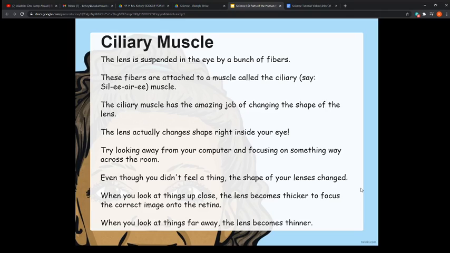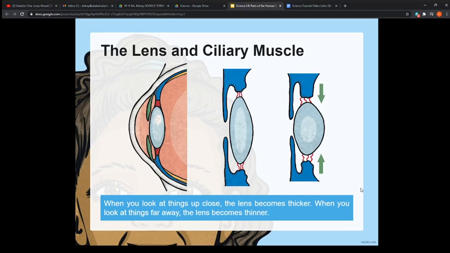Try looking away from your computer and focusing on something way across the room. Even though you didn't feel a thing, the shape of your lens changed. When you look at things up close, the lens becomes thicker to focus the correct image onto the retina. When you look at things far away, the lens becomes thinner. And here's an example of that.